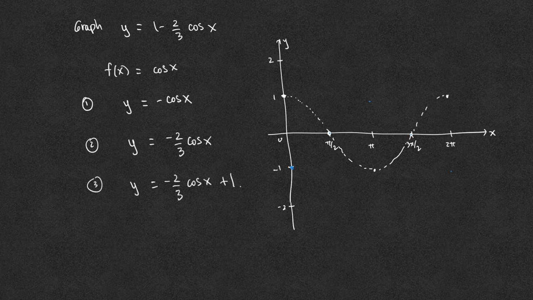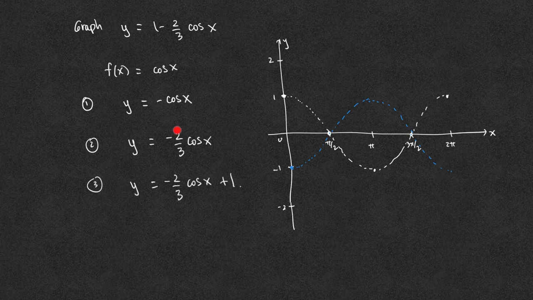And so the graph of negative cosine of x is now, instead of high, starting at low, and then goes to the middle, and then goes to high, and then goes back to the middle, and then back to low. The blue graph is the graph of negative cosine of x.